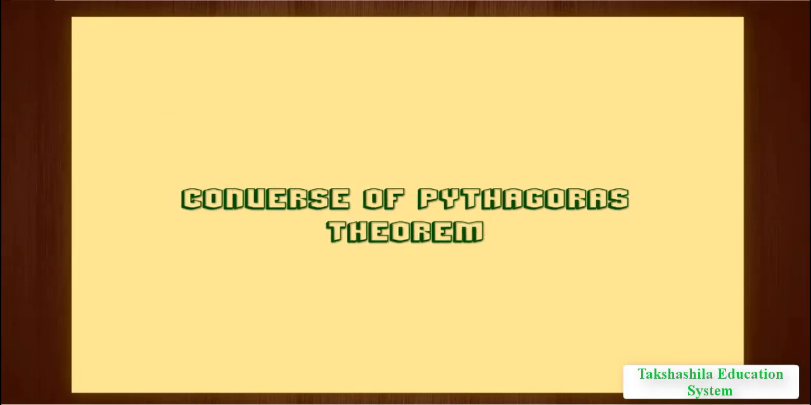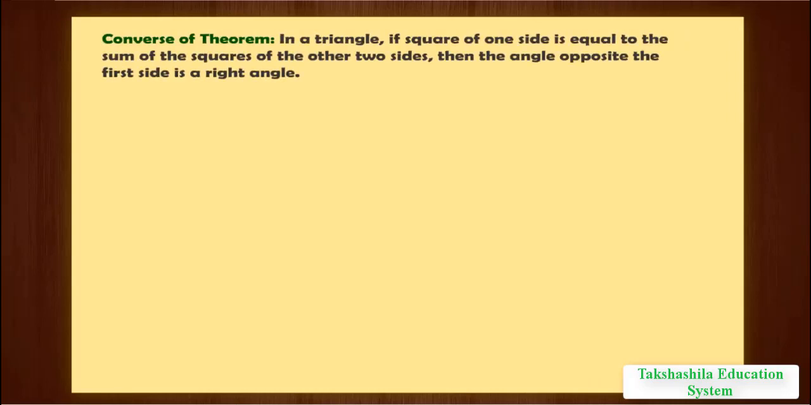What about the converse of the Pythagoras theorem? We now prove the converse of the Pythagoras theorem. The theorem states that in a triangle, if square of one side is equal to the sum of the squares of the other two sides, then the angle opposite the first side is a right angle.